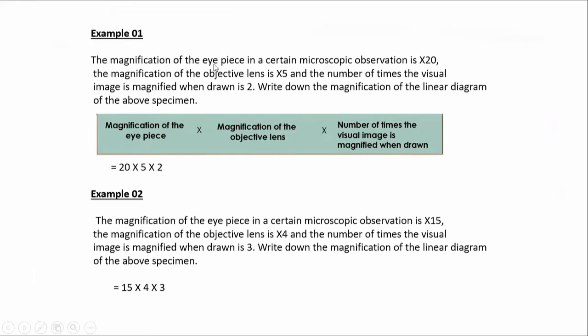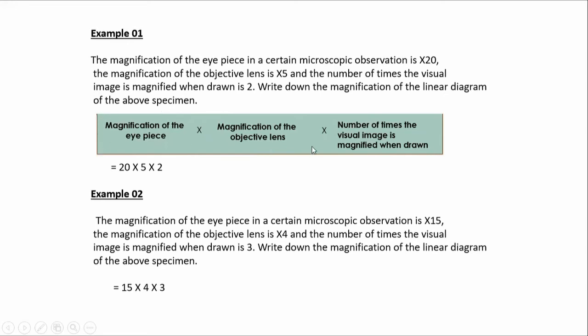The magnification of the eyepiece in a certain microscopic observation is times 20. The magnification of the objective lens is times 5. And the number of times the visual image is magnified when drawn is 2. Write down the magnification of the linear diagram of the above specimen.